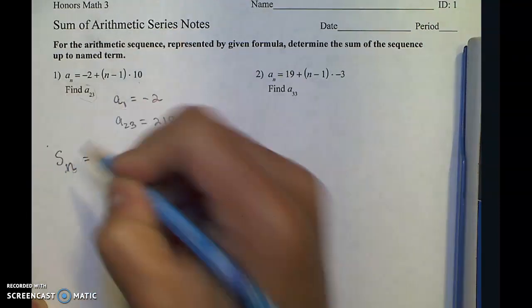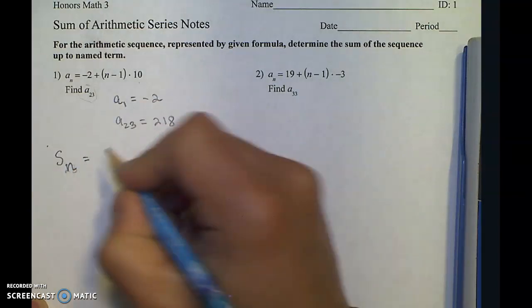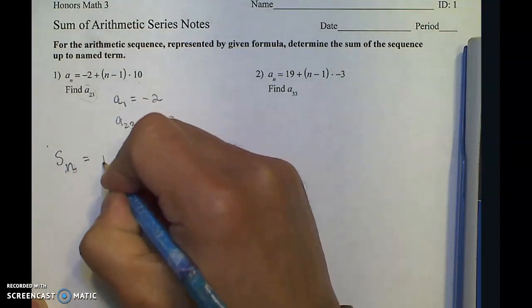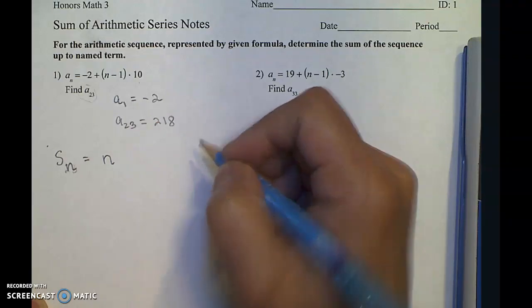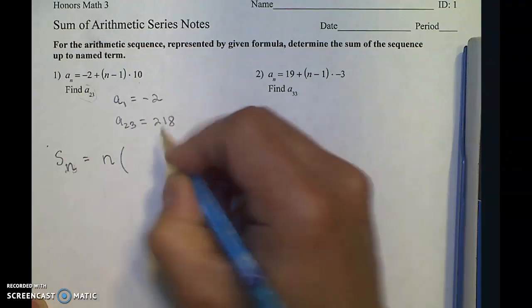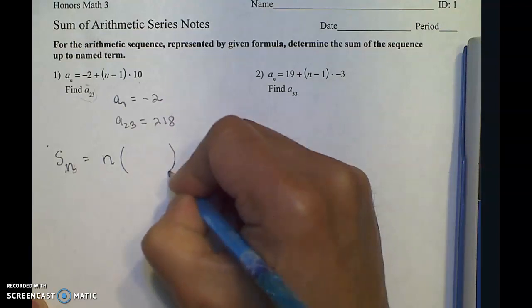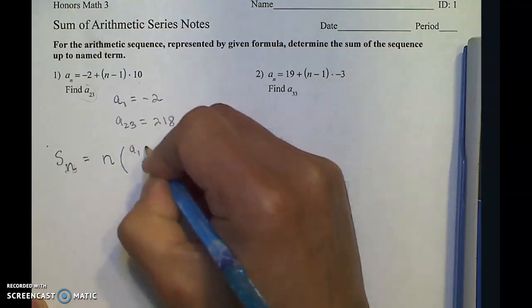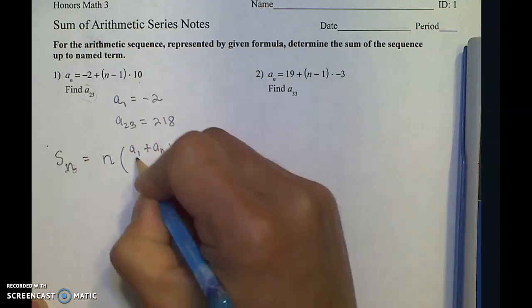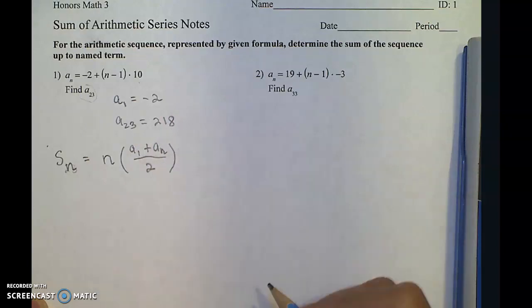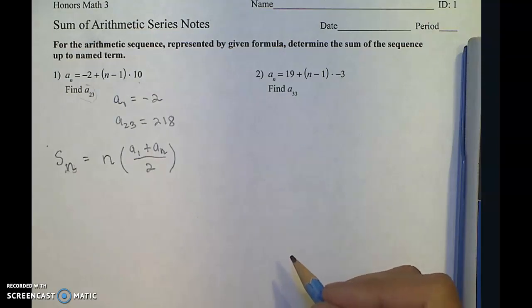So, S of n. You are going to take the number of terms, we're going up to the 23rd term, and you're going to multiply that by the first term plus the nth term divided by 2. Okay, so this is the formula we're going to use for these examples to find the sum of this arithmetic sequence.